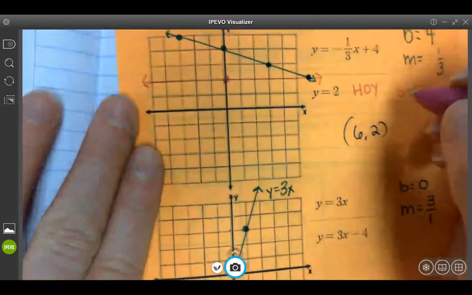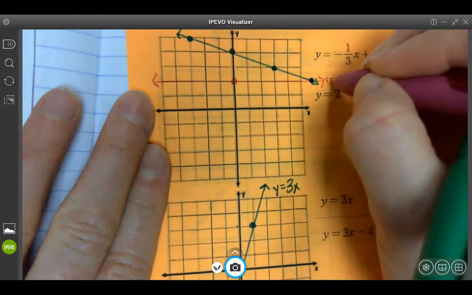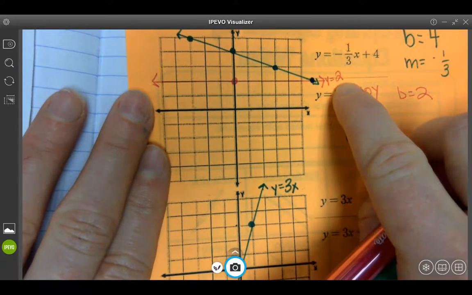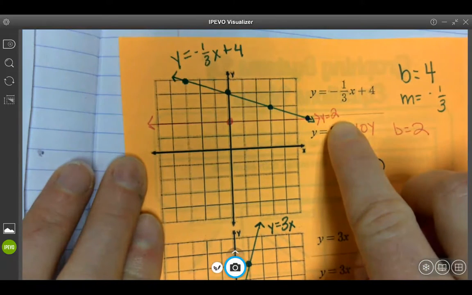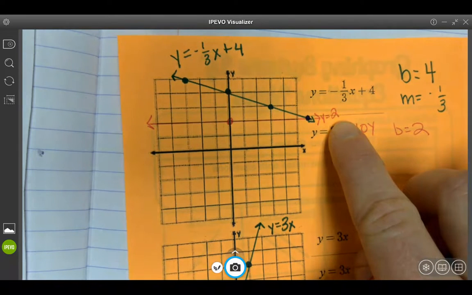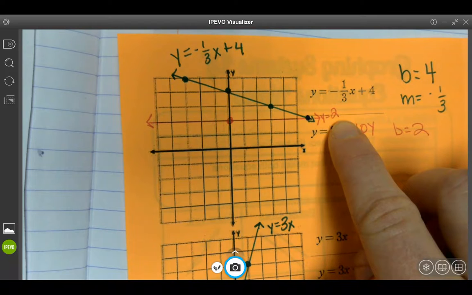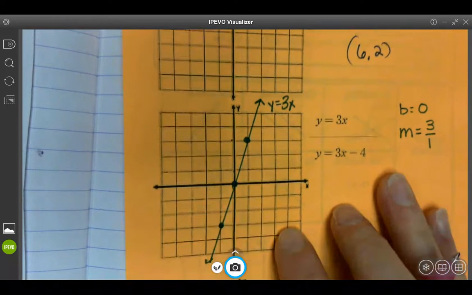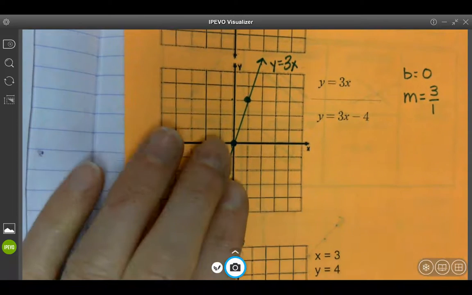I forgot to name this one up here. So if you forgot to name it, make sure you go back and name that, because I forgot to do that. Okay, so I have this one graphed.